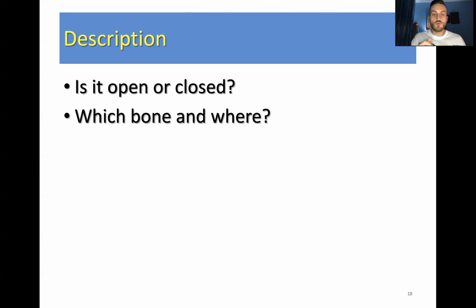Which bone and where? For example, let's say there is a forearm fracture, an ulnar or radial fracture. This is the bone, and where in the bone? Is it in the epiphysis, intra-articular? Is it in the metaphyseal region, or is it in the diaphyseal region? If it is in the diaphysis, is it the proximal third, middle third, or distal third? So we have to know where the fracture is.